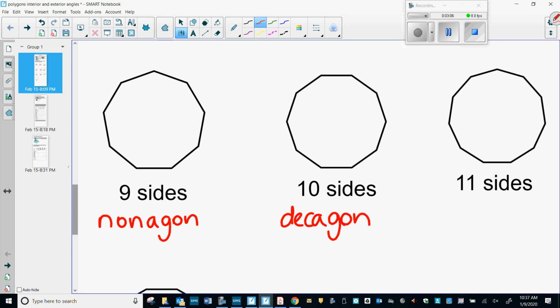What's 11? It's a special one. It's a hendecagon. So the decagon bit is the 10, and then the hen is the one additional one. So any of you Latinos, that should be helpful for that. It's a hendecagon.